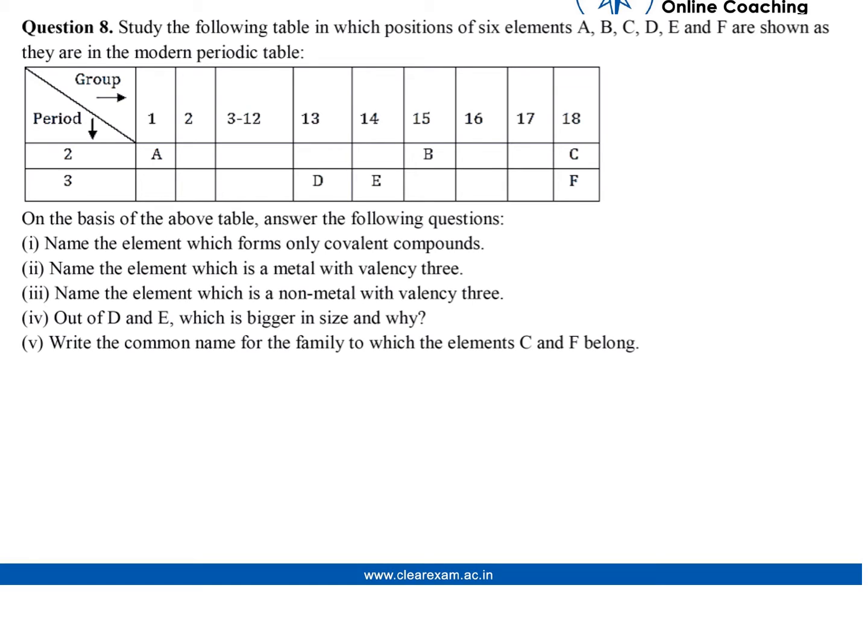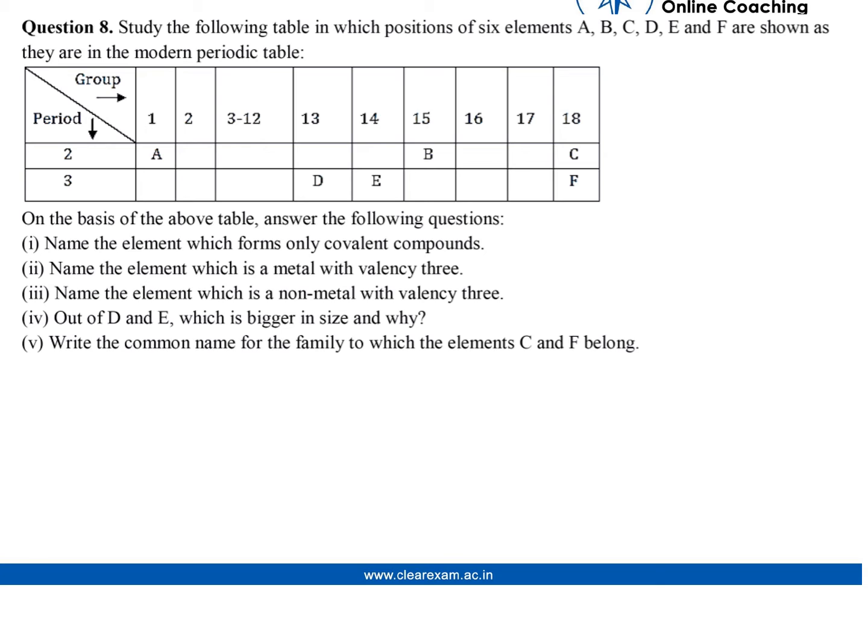According to this table, the group 13 elements are those which form covalent bonds, and here group 13, period 3 is aluminium, which is the only element which can form only covalent bonds.